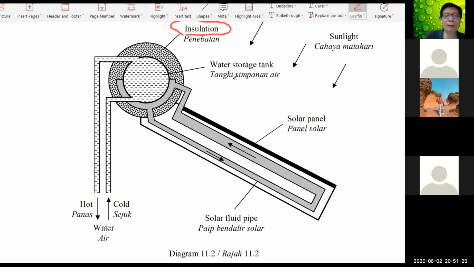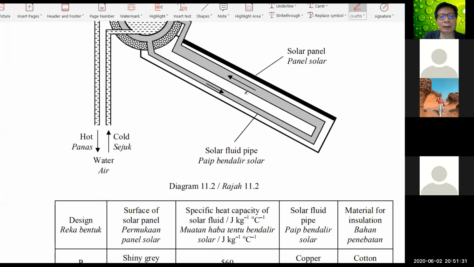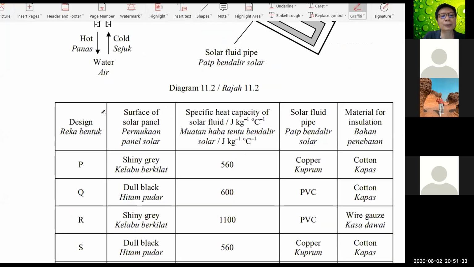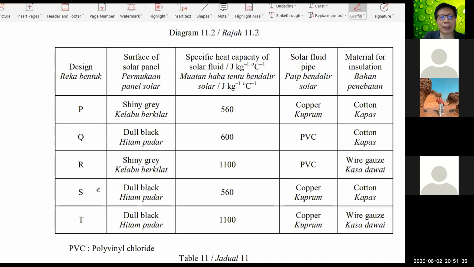Okay, and now we look at the question. Probably you all know what the answer is about already, right? Okay, now we see. You are supposed to choose one of these, P, Q, R, S, T. Okay, first, the surface of the solar panel. I told you already, right? The solar panel must be what color? What color do you want? Shiny gray or dull black.